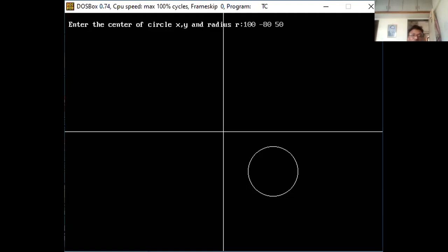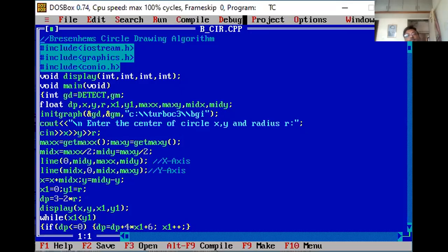Suppose the user enters both positive values, then it should appear in the first quadrant. Negative, positive: second quadrant. Both negative values: the circle should appear in the third quadrant. Positive, negative: the circle should appear in the fourth quadrant. This is the way you can apply this for the circle algorithm for DDA, Bresenham, and midpoint circle. The same approach you can apply on lines also: DDA line, Bresenham line, and midpoint line.